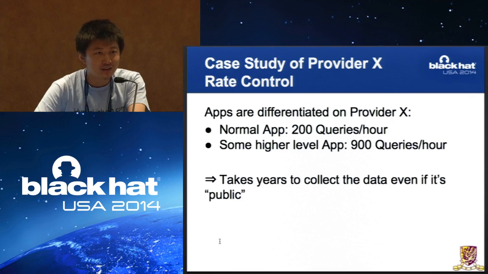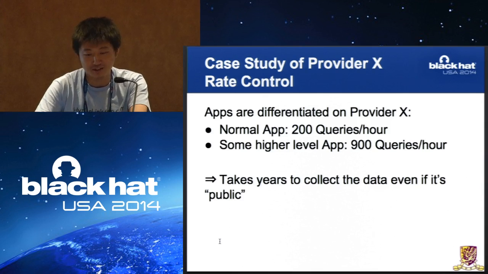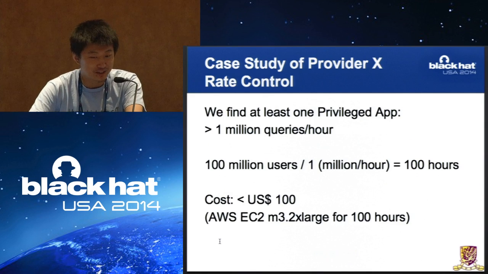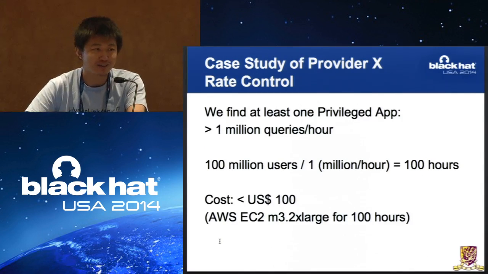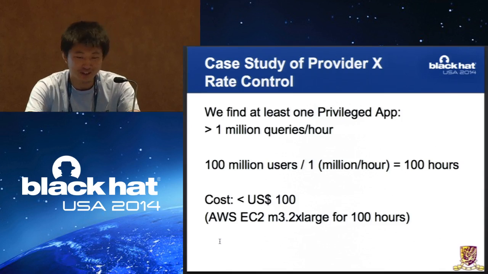However, what we're doing today is the app impersonation attack. We can impersonate another app. So if another app has some superpower, then we can do it much faster. And there really exists such a super app. During the investigation, we find that there is one privileged app which has more than 1 million queries per hour. This is surprisingly large, right? And if you do the math, you only need 100 hours, just several days.